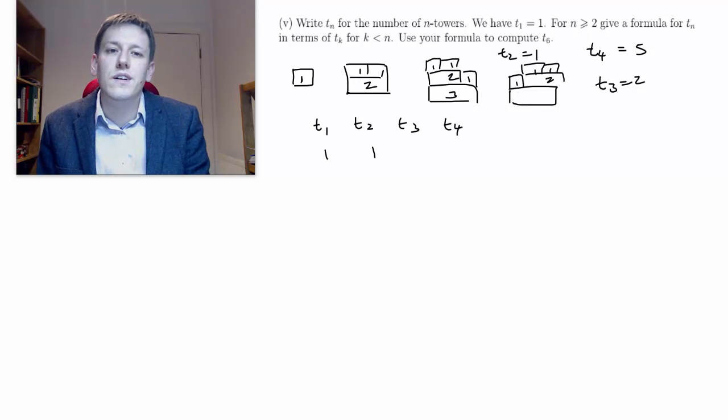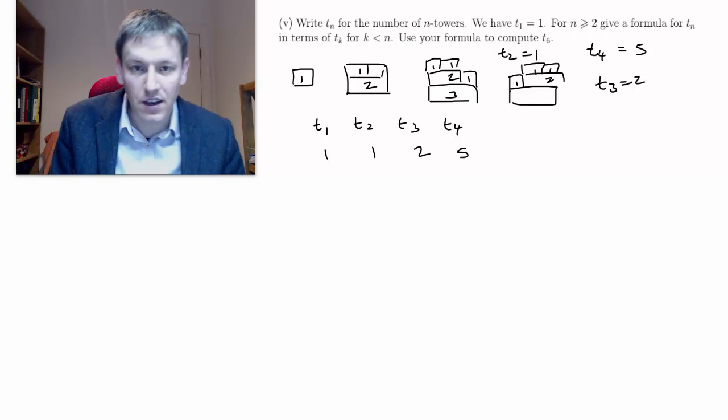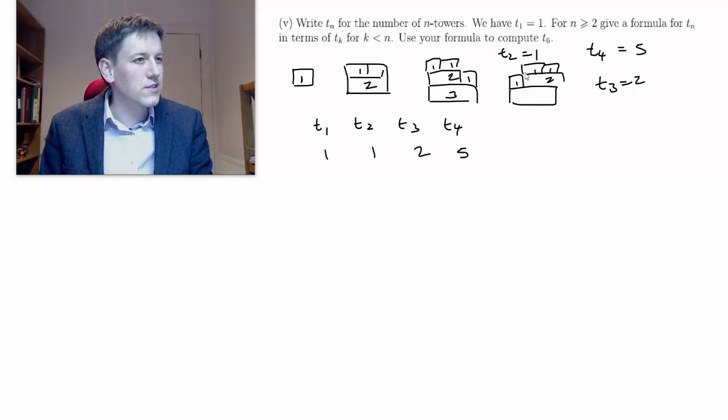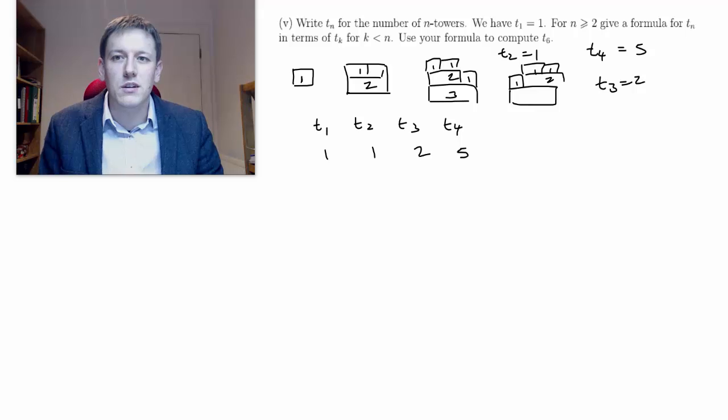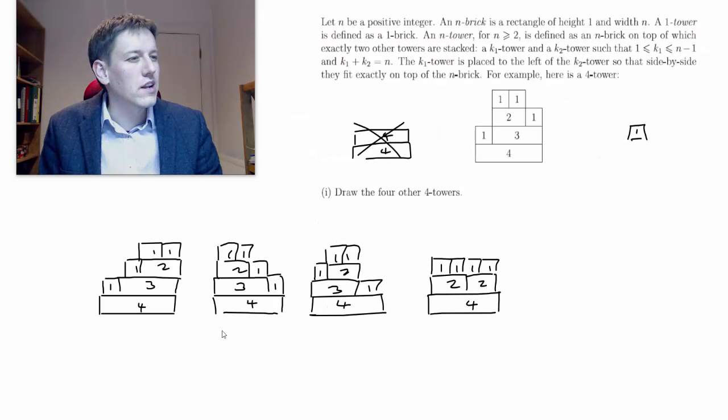1, 1, 2, 5, and it's not totally obvious here where this is going, but I think drawing these out helps you start to frame your thoughts. Again, you can look back to question 1 here, right? What I can do is put a 1 and a 3 and then build towers on top of that, or a 3 and a 1 and build towers on top of that, or a 2 and a 2 and build towers on top of that.